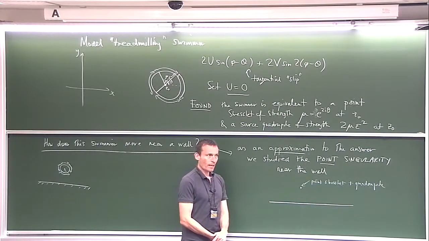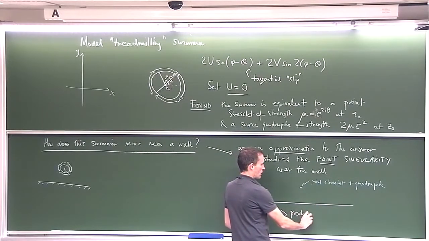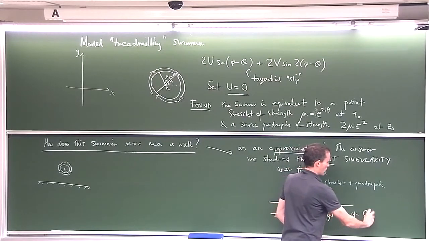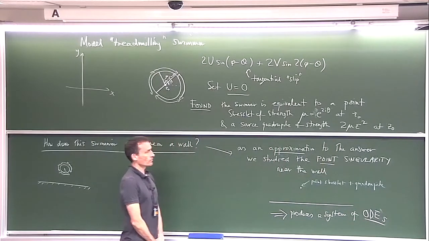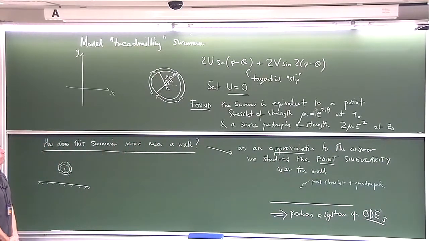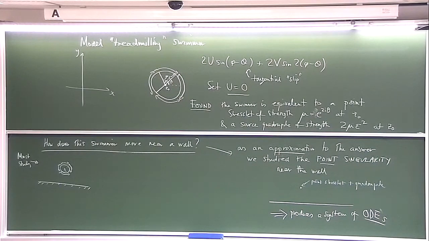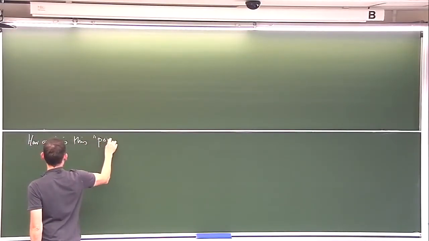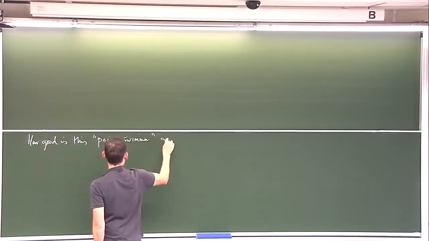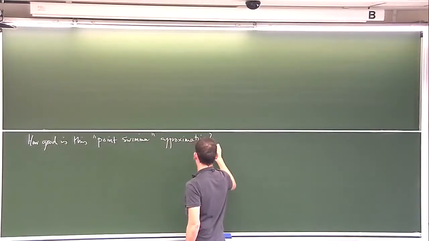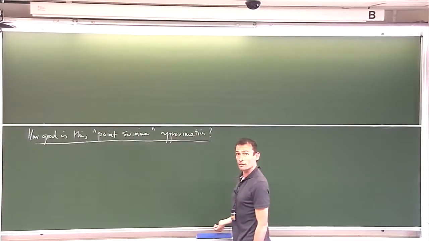Remember? And I was able to produce a system of ODEs, or a dynamical system. But this is really what we have to study if we wanted to answer that question. And so the question remains, this is an approximation to this problem, but how good is it? So the question is, how good is this point swimmer approximation? And that's the question that I want to answer for the first half an hour or so.